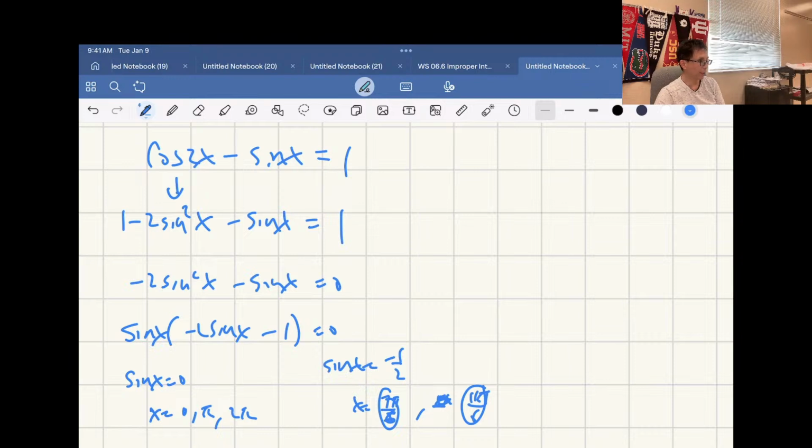This is a great question. Why do you have to put x equal to 0? Depends. The question says between 0 and 2 pi, so you should include 0, but you don't need to include 2 pi. So it'd be 0, pi, 7 pi over 6, and 11 pi over 6.